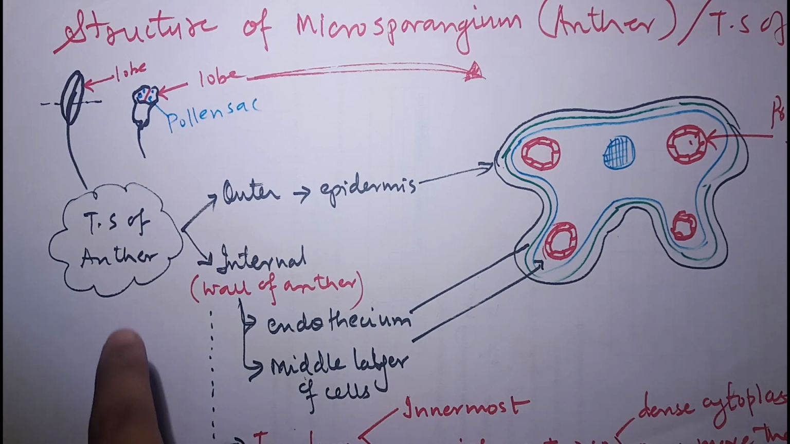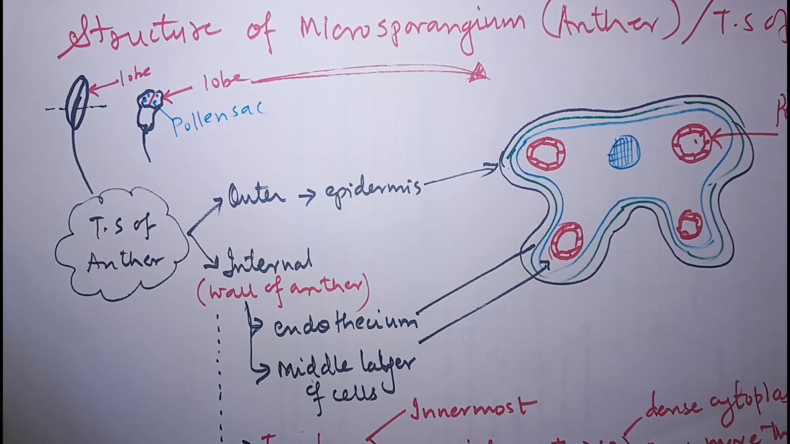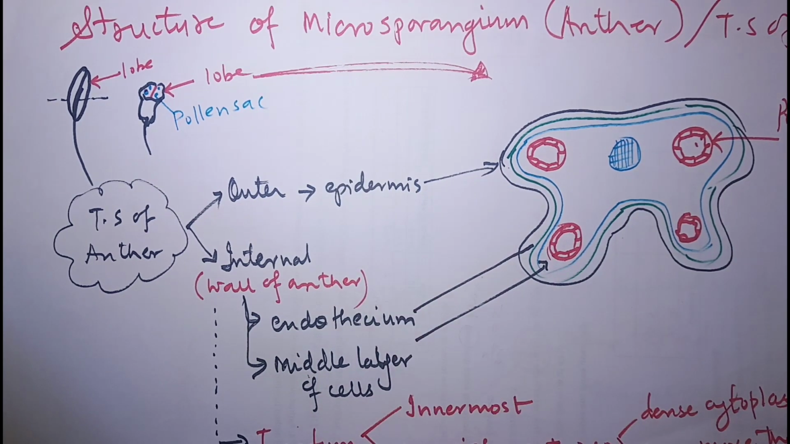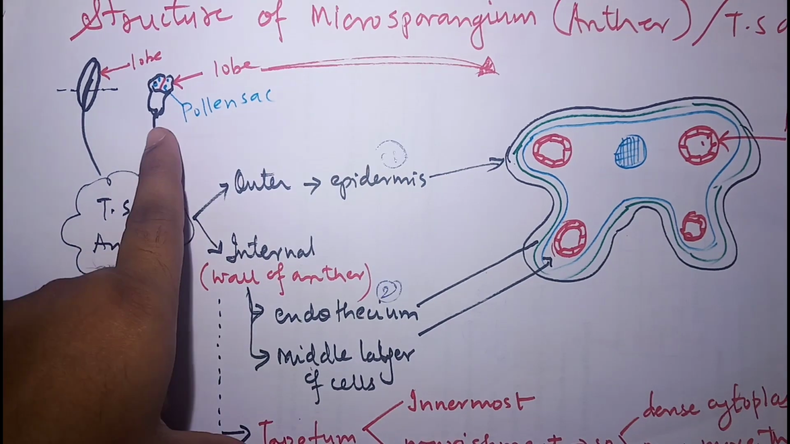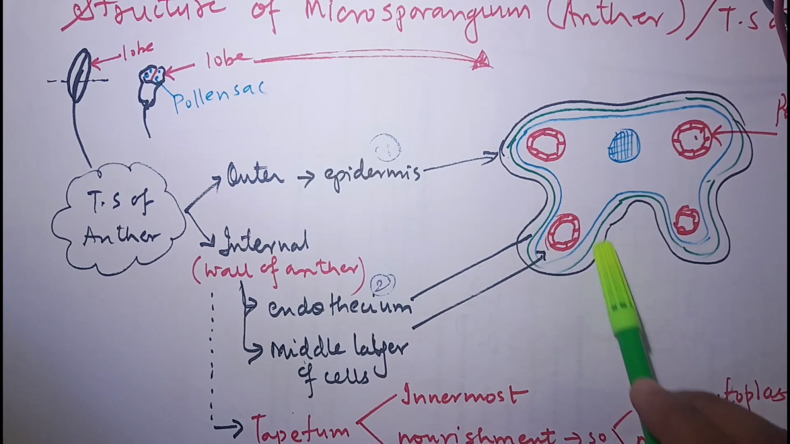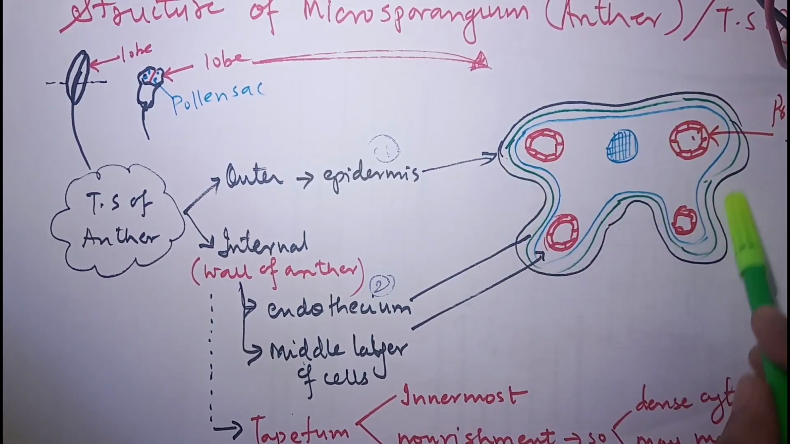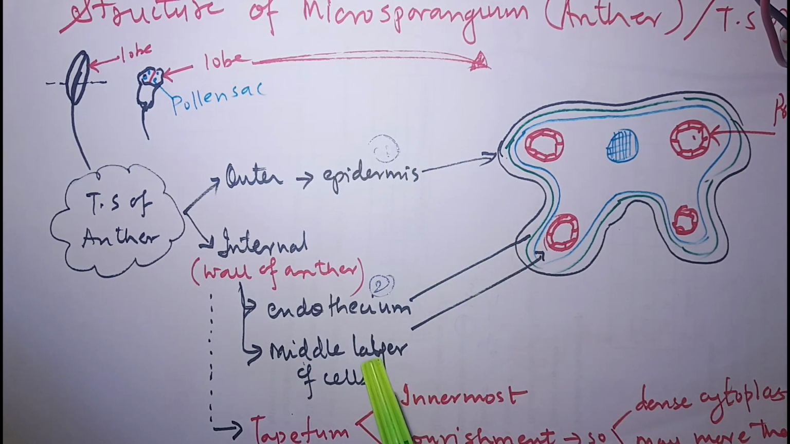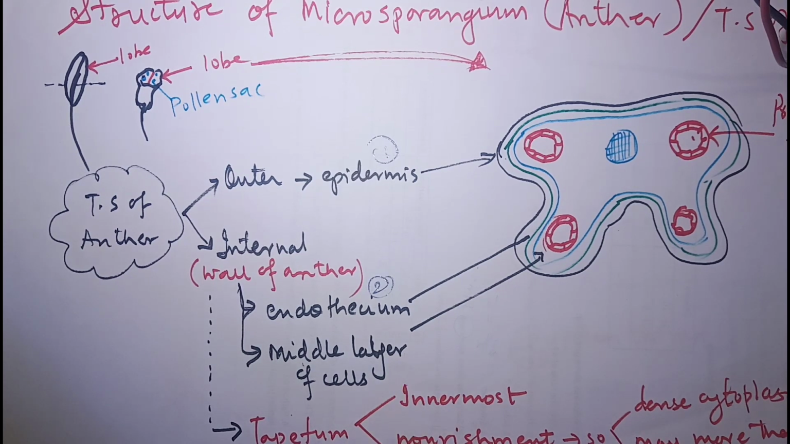Okay, and then after we have studied about the TS of anther. So when we divide the anther transversely, then we can get 2 different compartments. The TS of young anther shows the outermost layer called epidermis, and inner to that we have another layer, that is the wall of anther. Now when we enlarge this structure, it looks like a butterfly shape. The wall of microsporangium is composed of epidermis, then after epidermis we have endothecium and the middle layer of cells. Inner to the middle layer of cells we have tapetum.